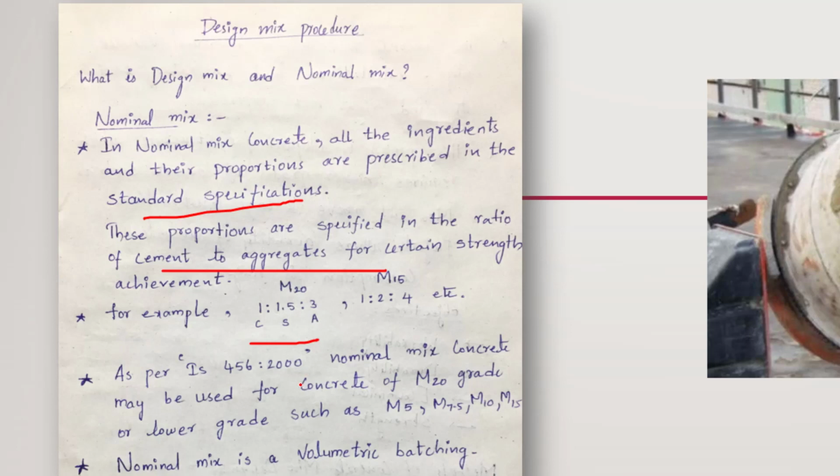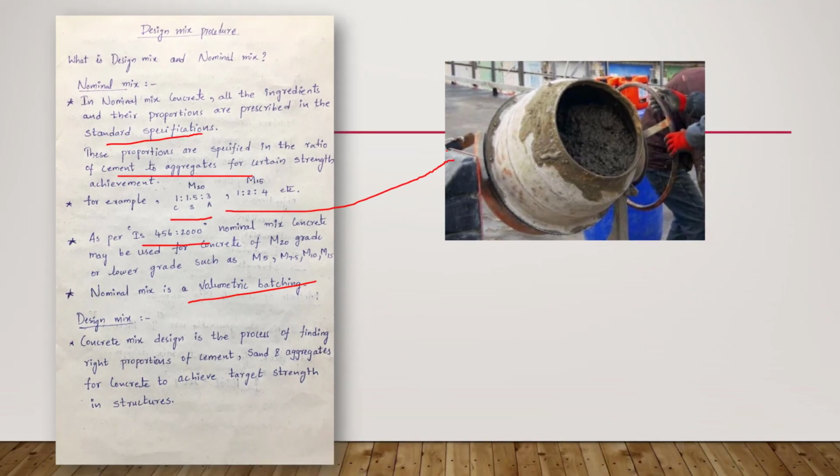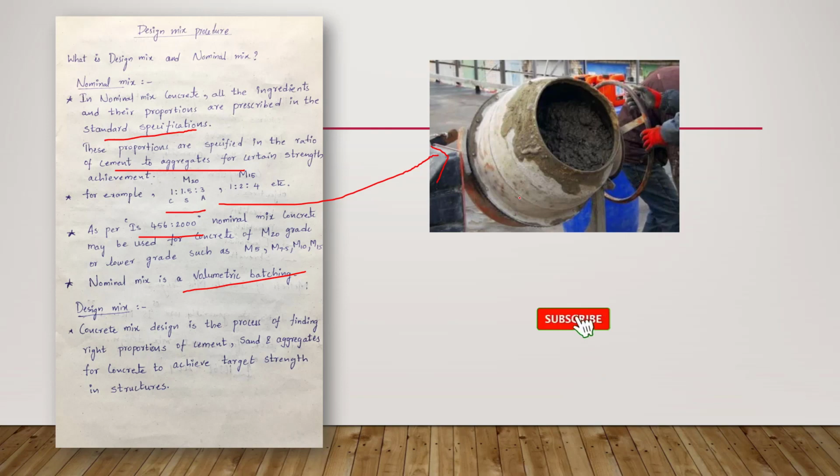These are mentioned in IS 456 2000. As per 456 we do all these calculations. We basically do volumetric batching. We take the volumes of sand, cement and aggregates, mix them in the concrete mixer at the site, and we use it for the construction process. So it is a very simple one.